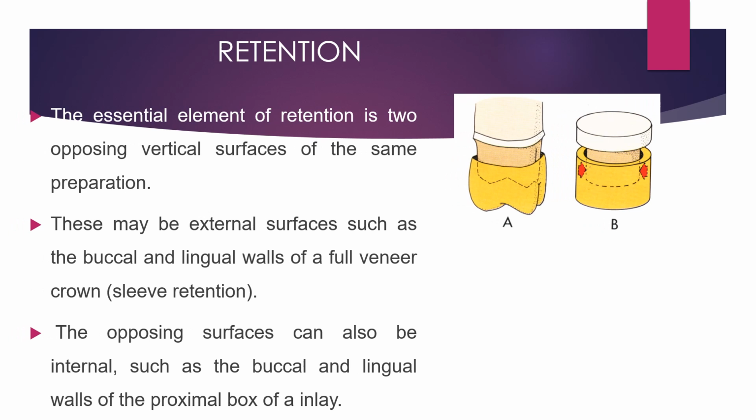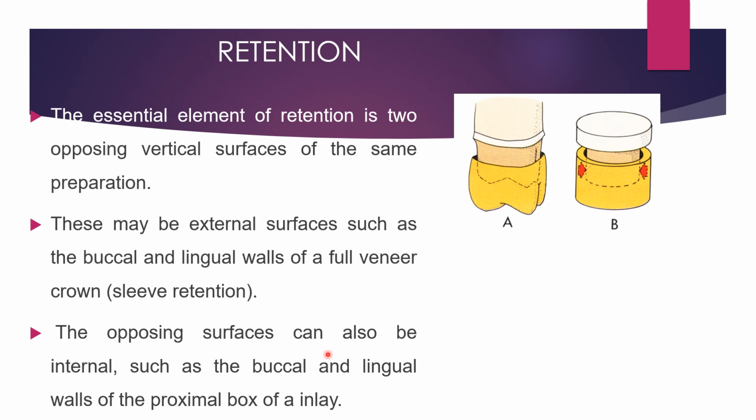Okay. So coming to retention, the essential element of retention is two opposing vertical surfaces of the same preparation, right? So how we prepare both of them consists of a retention form. These may be external surfaces such as the buccal and the lingual walls of a full veneer, like the sleeve preparation. So any two surfaces of the crown will give you the proper retention form if prepared well.